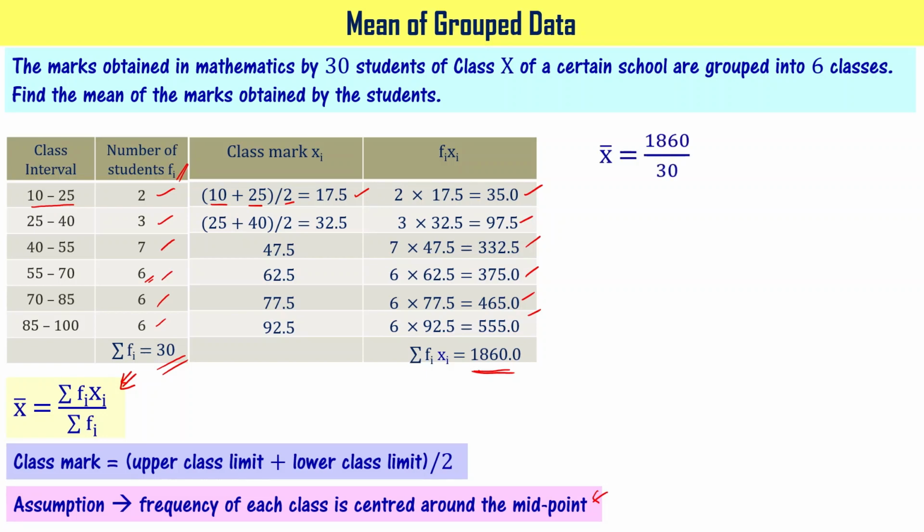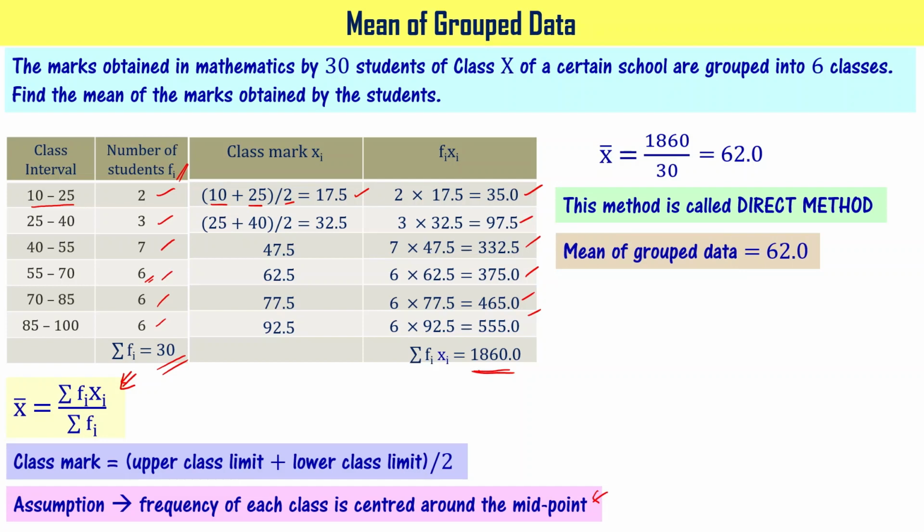It means x bar equal to 62, right? So now I can say that the mean of given data is 62. This particular method is called direct method. Please note this. Direct method of obtaining mean of the group data.